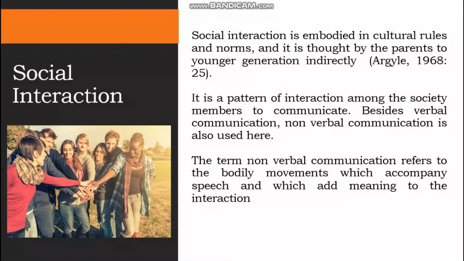In 1968, Ervin-Tripp said that social interaction is embodied in cultural rules and norms, and it is taught by parents to the younger generation indirectly. Social interaction is a pattern of interaction among society members to communicate. Besides verbal communication, nonverbal communication is also used here. The term nonverbal communication, or body language as it is commonly known, refers to the bodily movement which accompanies speech and adds meaning to the interaction.